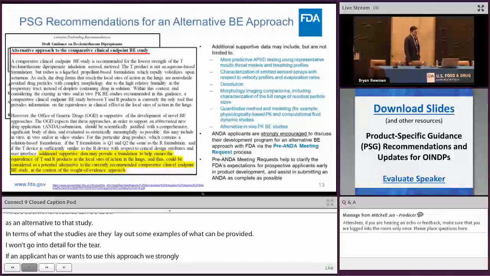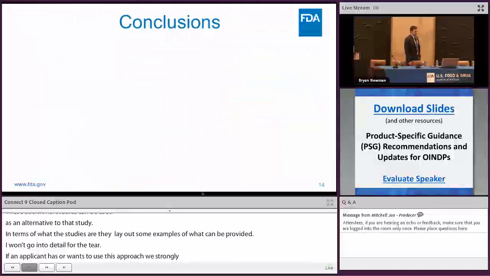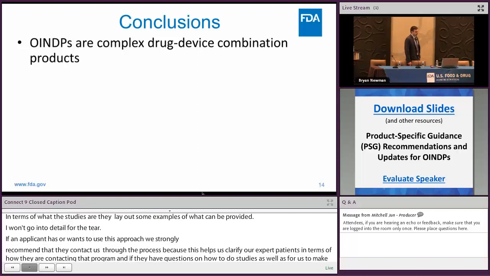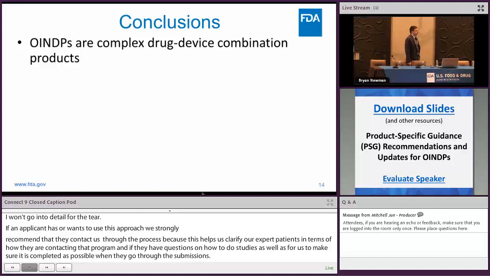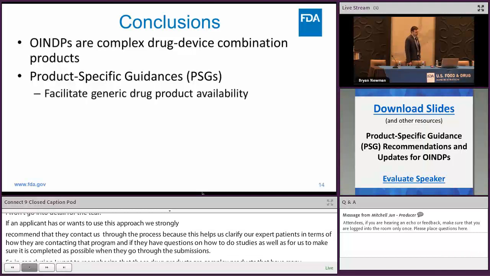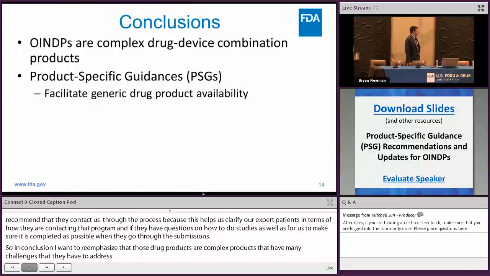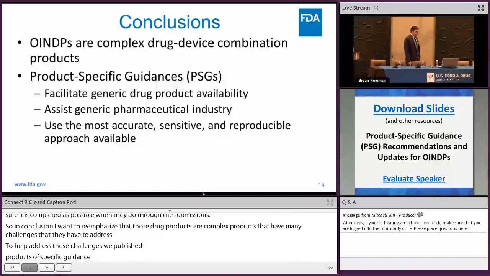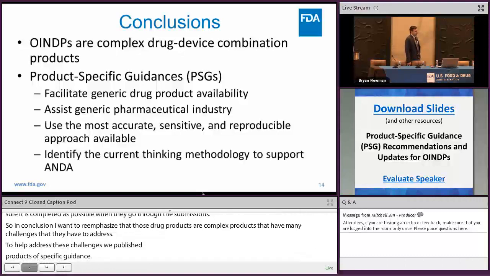So in conclusion, I want to reemphasize that orally inhaled and nasal drug products are complex drug-device combination products that have many challenges that generic applicants have to address. To help address these challenges, we publish product-specific guidances that can facilitate generic drug product availability and assist the generic pharmaceutical industry in identifying the most accurate, sensitive, and reproducible approach available, as well as identifying our current thinking methodology to support ANDA submission.